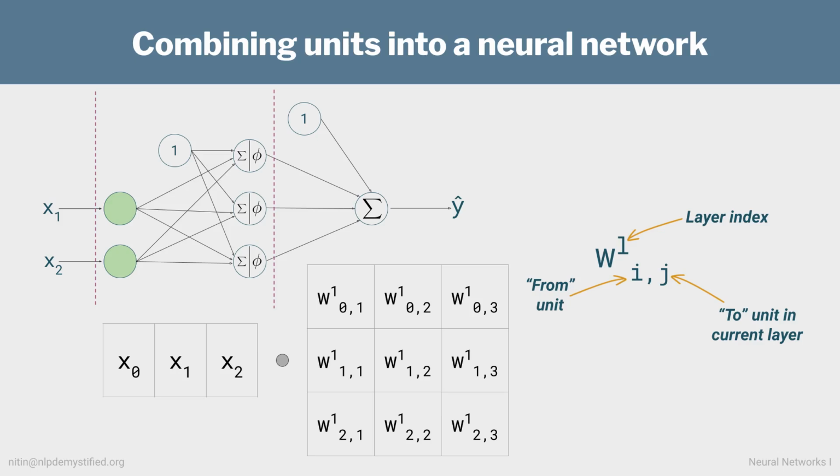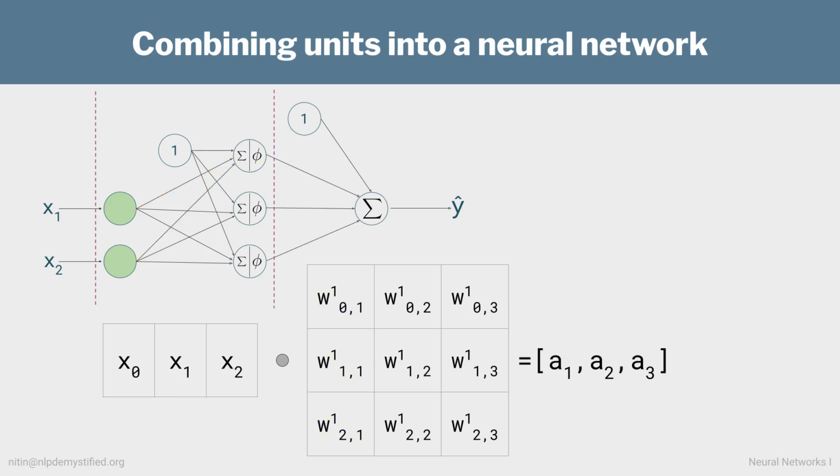The first subscript i represents the from unit in the previous layer, and the subscript j represents the to unit in the current layer. So in this weight matrix, the first column holds the weights going from each unit of the input layer, so units 0, 1, and 2, to the first unit in the hidden layer. In other words, the first column holds the weights of the first unit in the hidden layer. The output from the hidden layer is generated by doing a dot product between the inputs and the weights. Since we're dotting a 1 by 3 vector with a 3 by 3 matrix, the result should be a vector of 3 components, represented here with A1, A2, and A3.